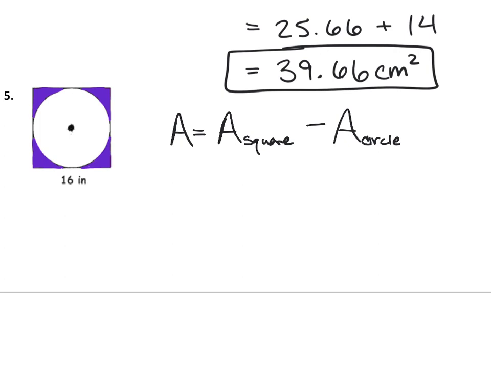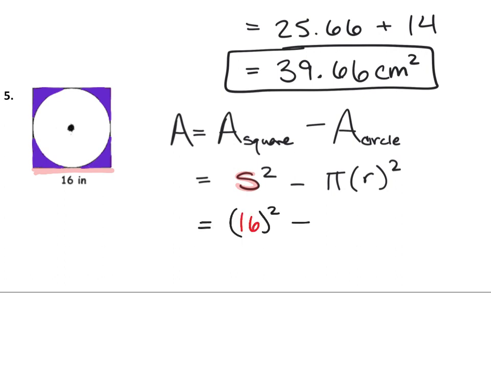But after we've set it up like this, it's just like the other problem. So we go look on our formula chart for the area of a square, which is side squared. And we're going to subtract the area of a circle, which is pi times r squared. Okay, help me fill this one out. For the side length of the square, what is the side length of the square? 16 inches. So, okay, we've got a 16 right here, and we're going to square it to begin. And then I need to subtract pi and then r squared. What is the radius of that circle?